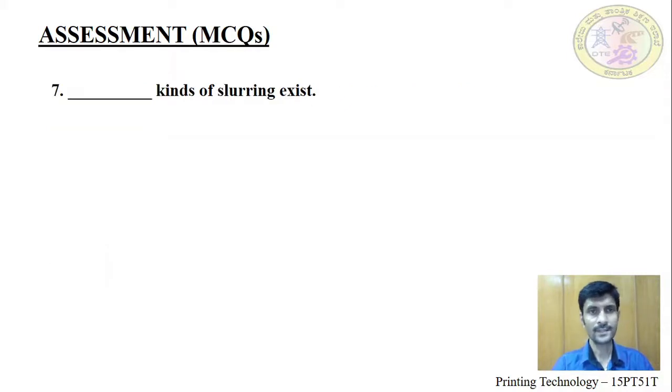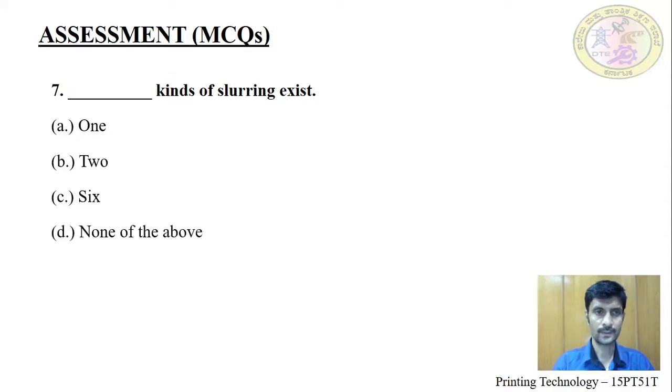Next, what kind of slurring exists? There are two: one is circumferential, another one is lateral. This is the clue to answer these questions. The options are 1, 2, 6 and none of the above. One is the direction of printing, another is transverse to the printing direction. This slur may occur, and normally the round dot on the printed substrate will appear oval shaped.